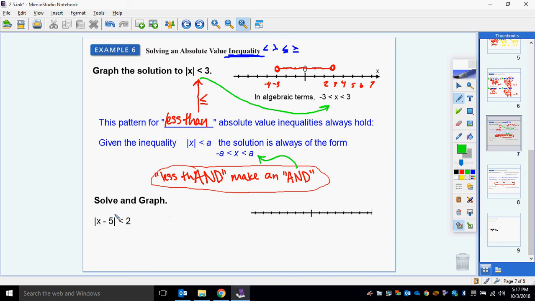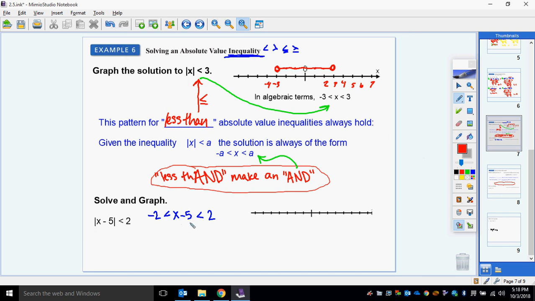Okay, so let's look at an example so we can see what I'm talking about here. Sometimes it won't just be x in the absolute value. So for instance, I have x minus 5 is less than 2. So I see it less than, I'm making an and inequality. I'm making a bounded inequality where I take the negative value, I put the less than symbol. If this was a less than or equal to, I put a less than or equal to. I put whatever was in my absolute value, and then another less than symbol, and then the positive value of 2. Okay, so I've created an and inequality, and now I have to solve it.